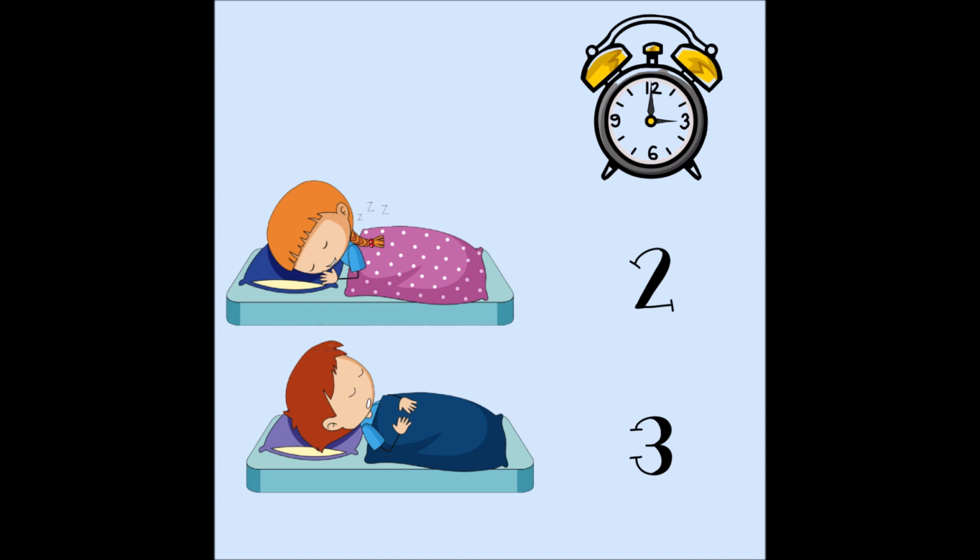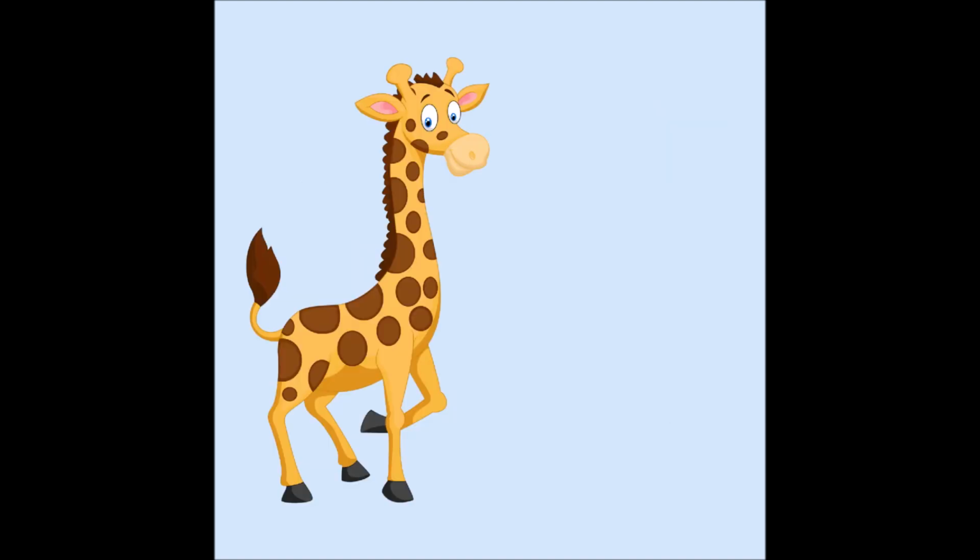If you picked Sally with 2 hours, then you're right. Good job. A 2-hour nap is shorter than a 3-hour nap, isn't it? Because 2 is smaller than 3. Good job. Let's move to our next example.